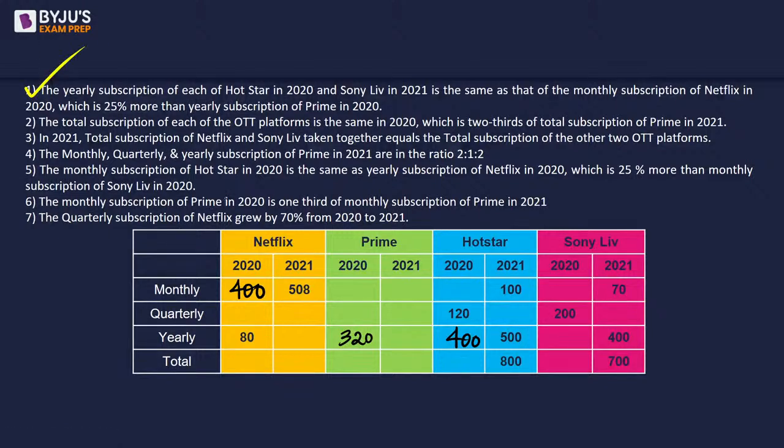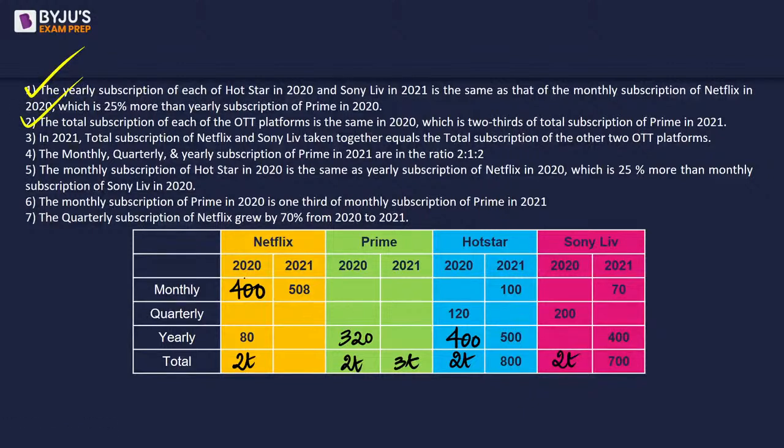Next bullet point. The total subscription of each of the platforms is the same in 2020, which is 2/3 of the total subscription of Prime in 2021. So 2021 में अगर total 3T है तो 2/3 of that is going to be 2T in 2020 for each. ठीक है? Okay, done with second bullet point.